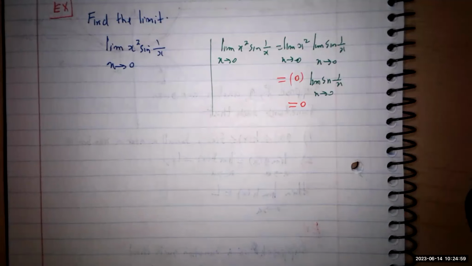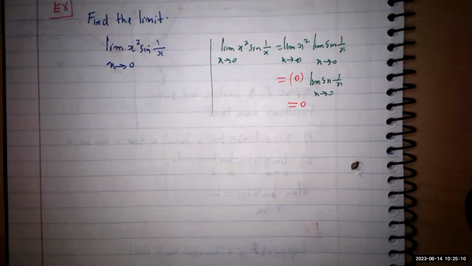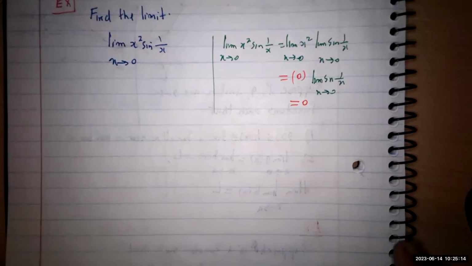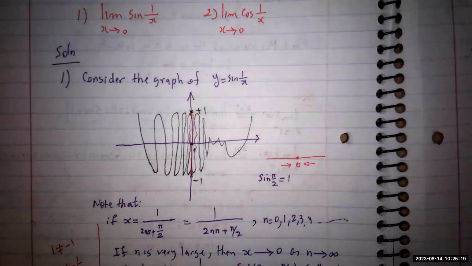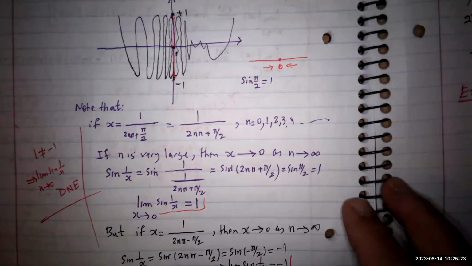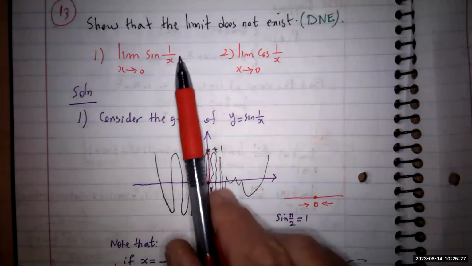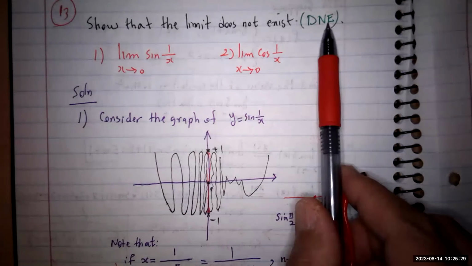Any suggestion? What do you know about the second one? What's the limit of sine of 1 over x, x goes to 0? Does this limit exist? Look at this one. The limit of sine of 1 over x as x goes to 0 does not exist.